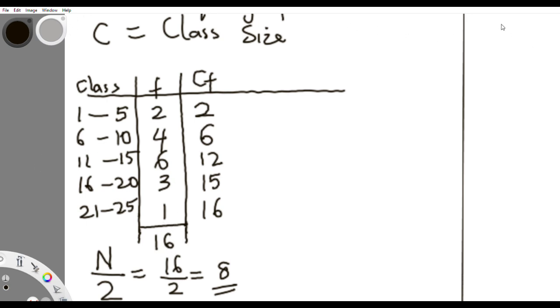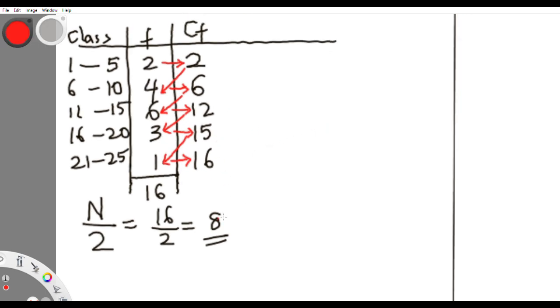So once again, how did we get that? As this one comes here, now this one adds up to this to get this. So 2 adds up to 4 to get 6, 6 adds up to 6 to get 12, 12 adds up to 3 to get 15, 15 adds up to this to get 16. So I believe we understand that. Now, where does 8 fall in this distribution? You check in the cumulative frequency, and you see that 8 falls here. This is 2, this is 6, then 8 falls here. So since 8 falls here, we can then say this is the median class.